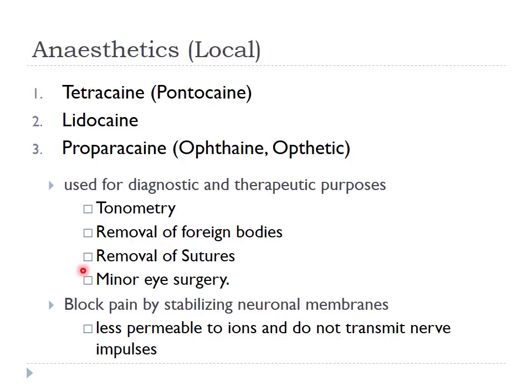All right, and we have tetracaine, lidocaine, proparacaine. If it's got a cane on it, it's part of these anesthetics. And pretty much what they do is they numb the eyeball. They're used for diagnostic and other therapeutic purposes. Things like tonometry, which is doing some measurements of the eye, removing foreign bodies.